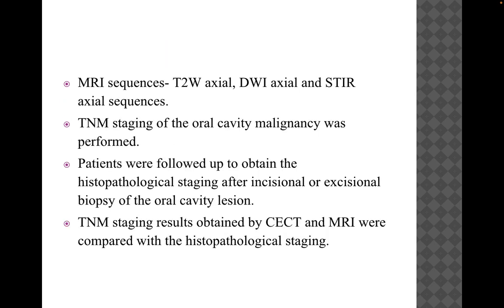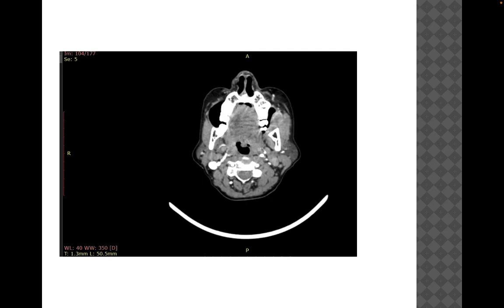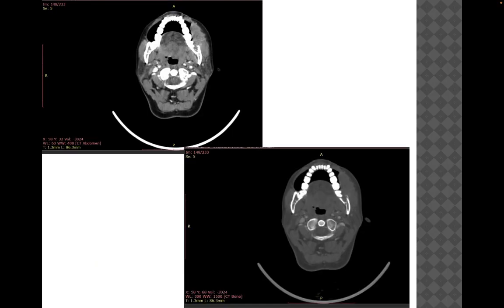MRI sequences: T2 weighted, DWI and STIR axial sequence. TNM staging of oral cavity malignancy was performed. Patients were followed up to obtain histopathological staging after inclusion and exclusion, with biopsy of oral cavity lesions. TNM staging results obtained by CECT and MRI were compared with histopathological staging. These are a few of the images in which CECT was done.